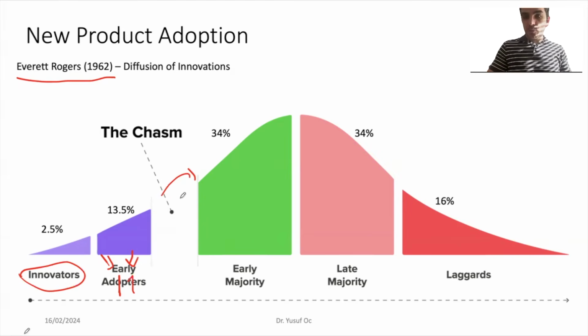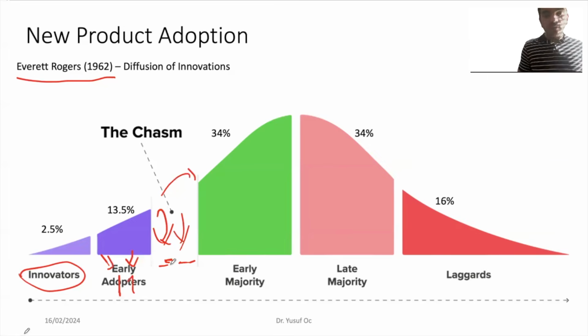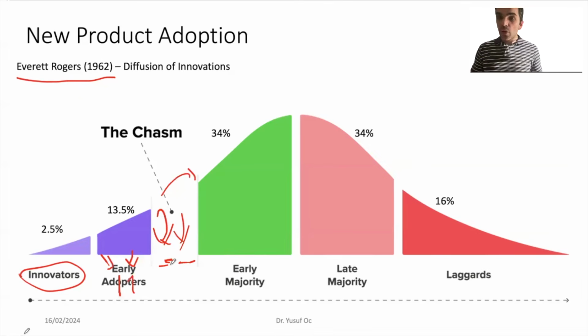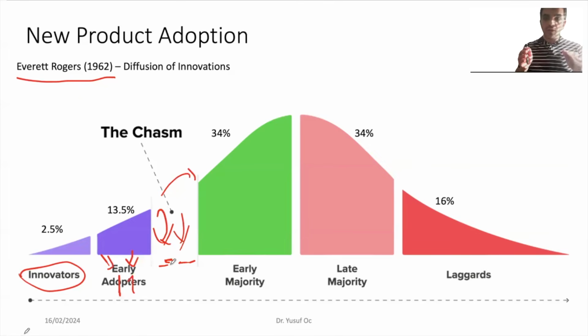So most of the products, and according to some figures, more than 95% of the new product introductions fail. They couldn't make this jump and they just die here. Okay. And that's a really important phenomenon that you should know. So reaching the early majority is critical.